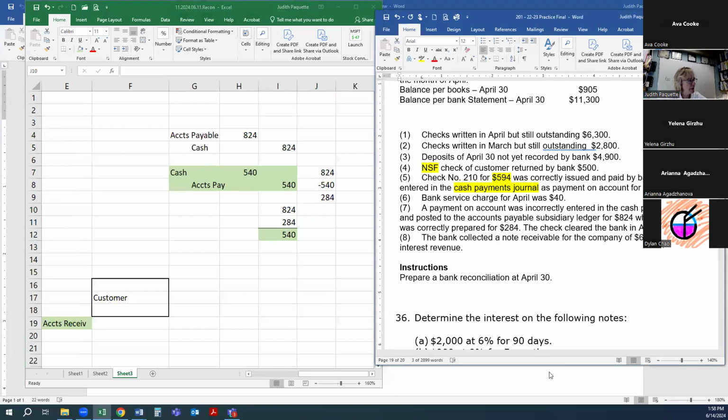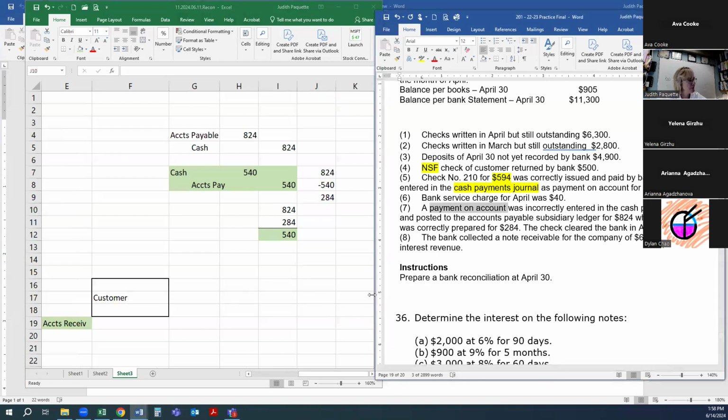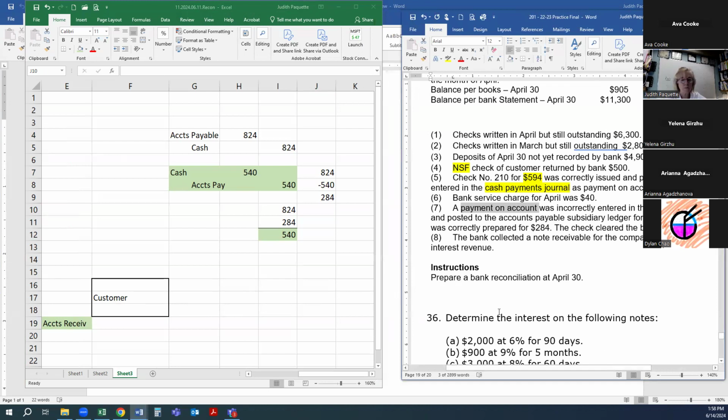Are you guys comfortable with the bank reconciliation? You want to walk through the full reconciliation? There's another problem here. Let's take a look.